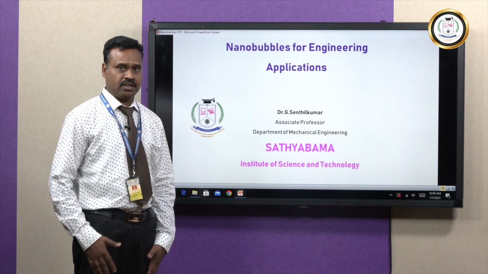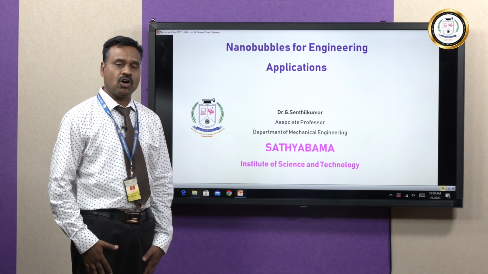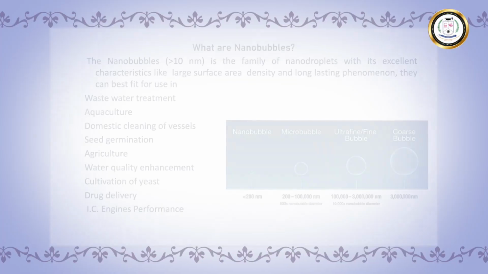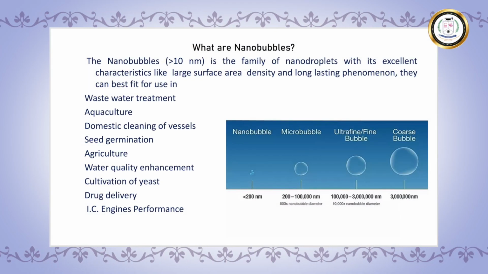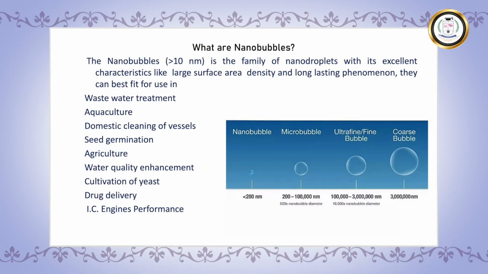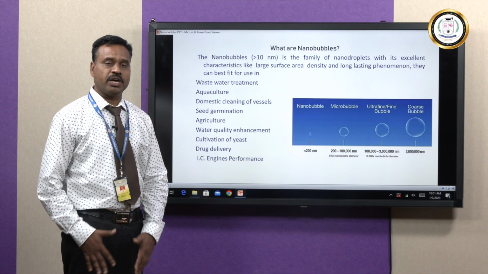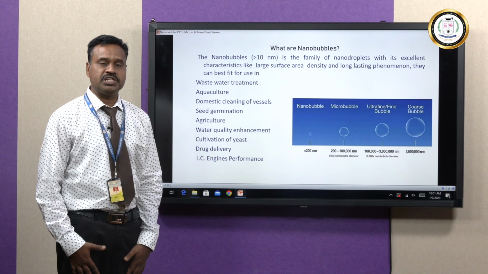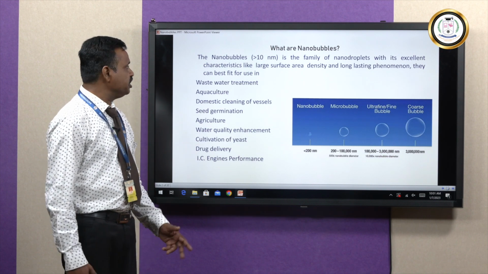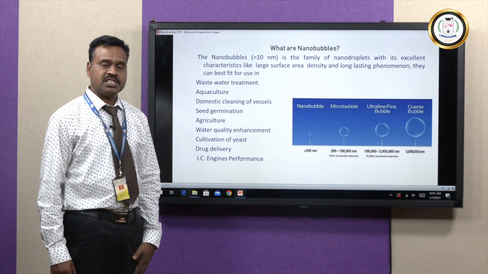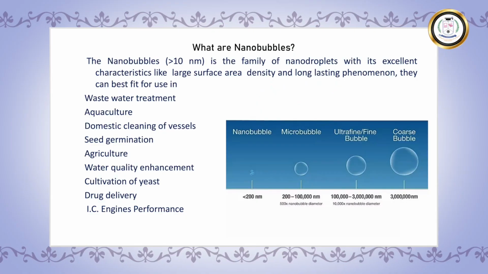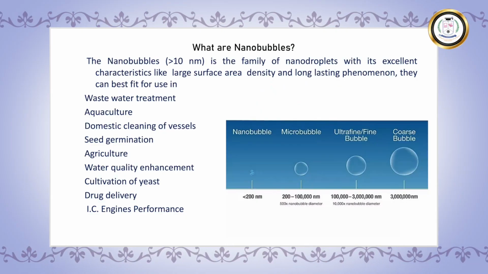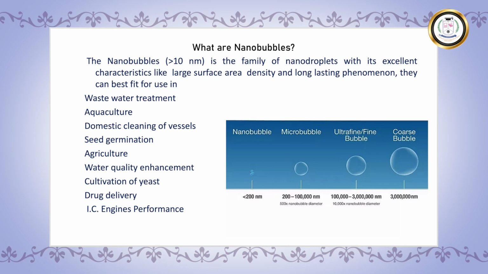On the other hand, there is the general category called nano droplets. These nanobubbles are the family of nano droplets. People always know about nanoparticles, but nanobubbles are a new technology in which the nanobubble size is greater than 10 nanometer. As I already told, it is a family of nano droplets.